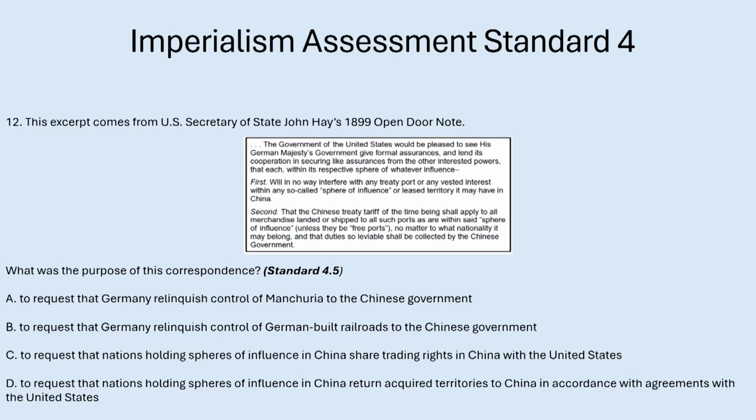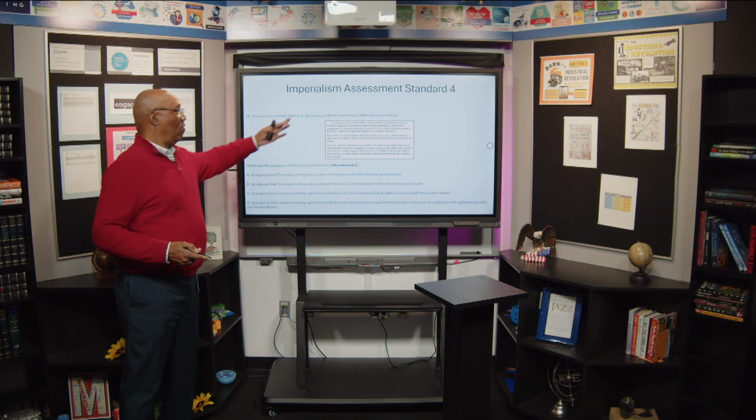Second, the Chinese treaty tariff of the time being shall apply to all merchandise landed or shipped to all such ports within said sphere of influence, unless they be free ports, no matter to what nationality it may belong, and the duties so leviable shall be collected by the Chinese government. And basically, that's the Open Door Policy, which we talked about once again.